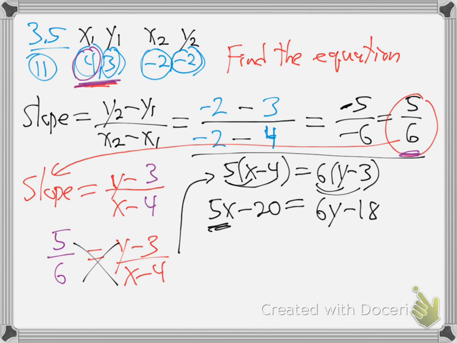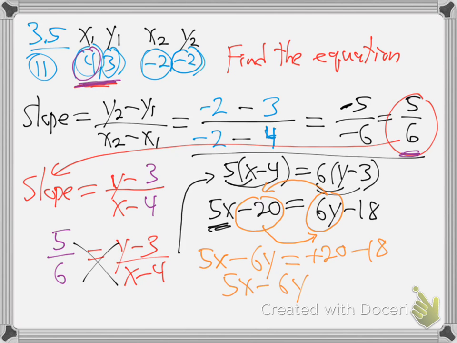What happens when they jump over? Switch the signs, right? So grab that 6y, jump it this way, and then the negative 20 needs to go over there and become a regular positive 20. You good? So we get 5x minus 6y, positive 20 minus 18. So that's 5x minus 6y is 2. How are we doing? Good?